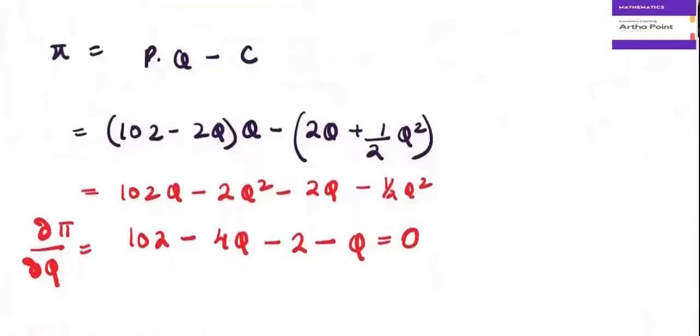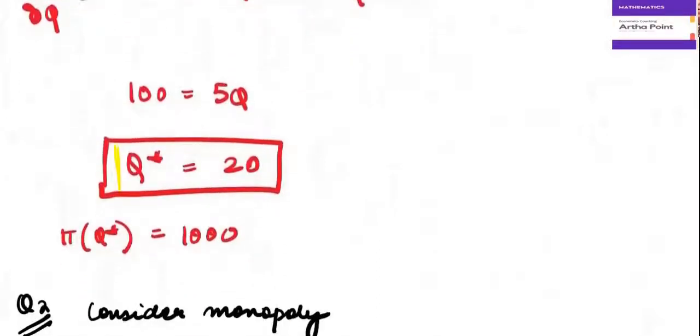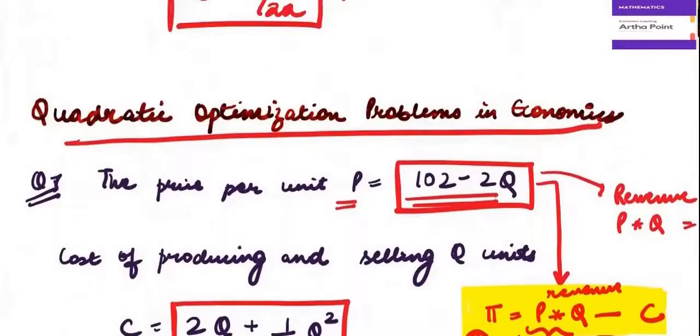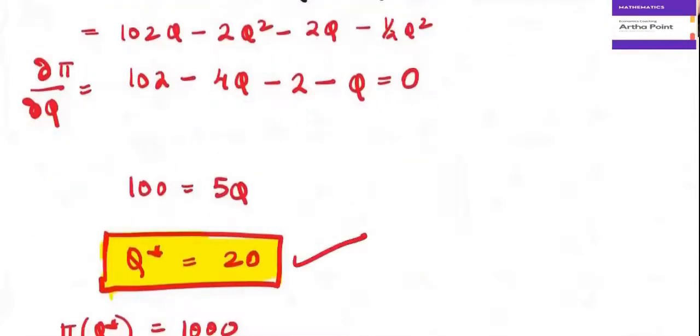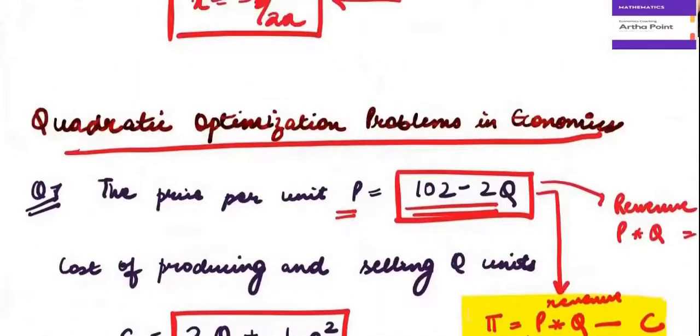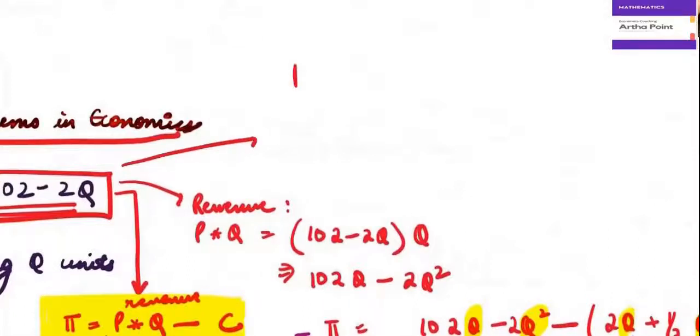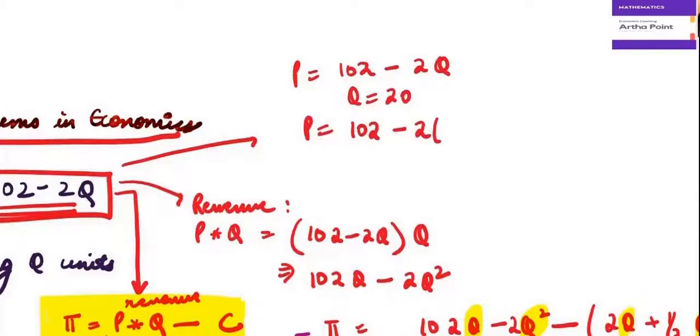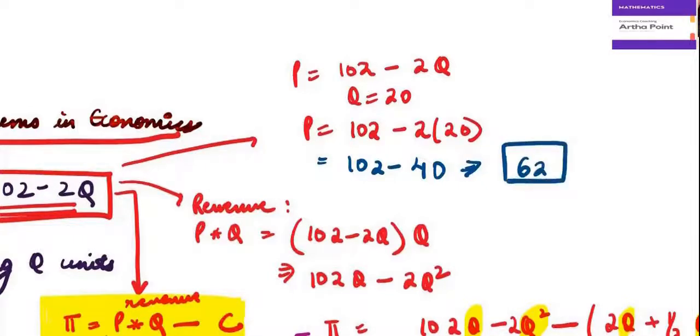So we have gone ahead and have been able to find the optimal quantity. Now, once I have found out what the optimal quantity is, I can put back this Q in my price and get the price. So Q is 20. Put this 20 in the price function. So what will you get? P is 102 minus 2Q. Q is 20. So P will be 102 minus 2 into 20, which would be 102 minus 40, which will be 62. This is the price.